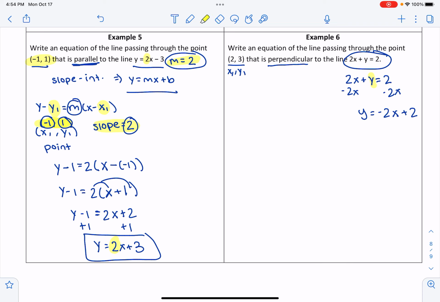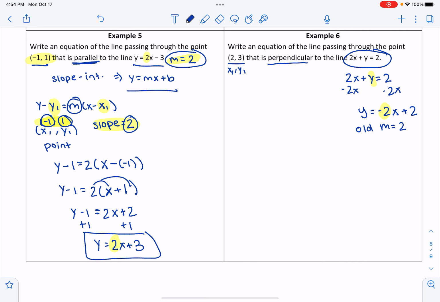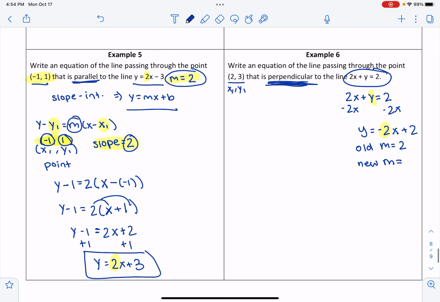So my old slope is negative 2. But now for my new equation, I need a new slope. This time I want my equation to be perpendicular. So with perpendicular lines, our slopes have opposite signs and are reciprocals. Now, 2 is negative, so our new slope is going to need to be positive, and the reciprocal of 2 is 1/2. So the new slope that we're going to use is 1/2.